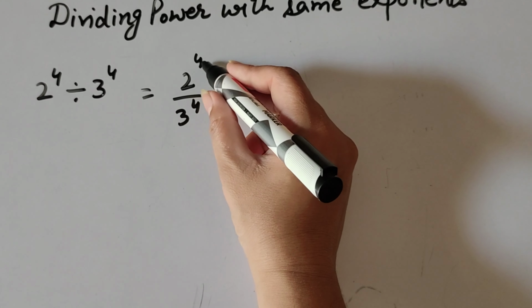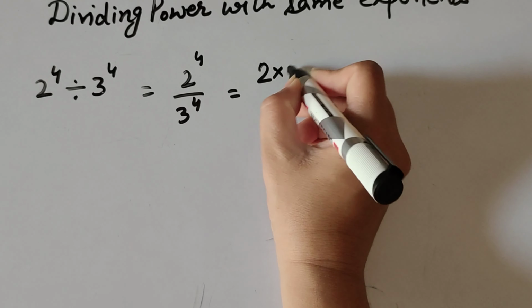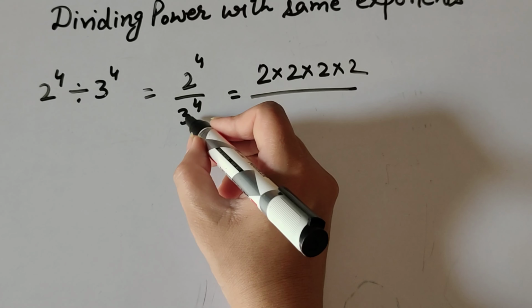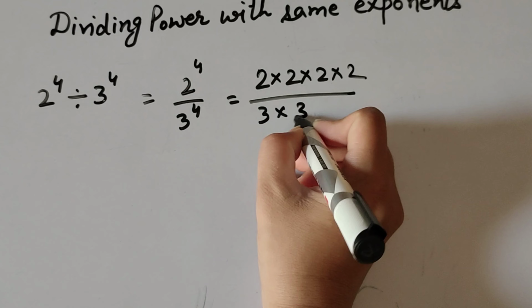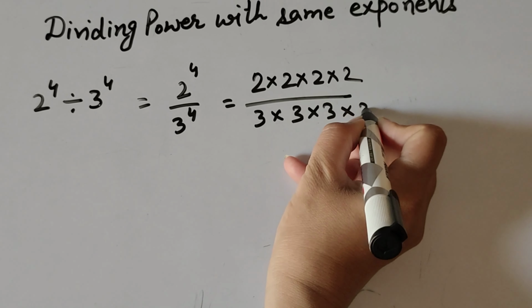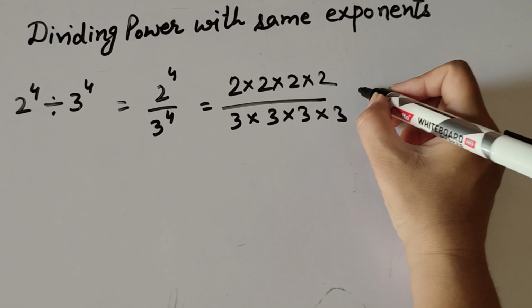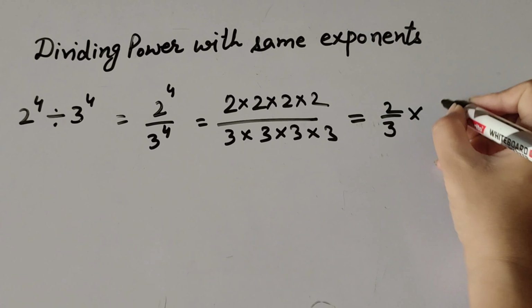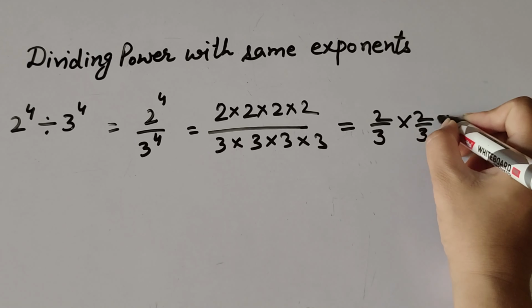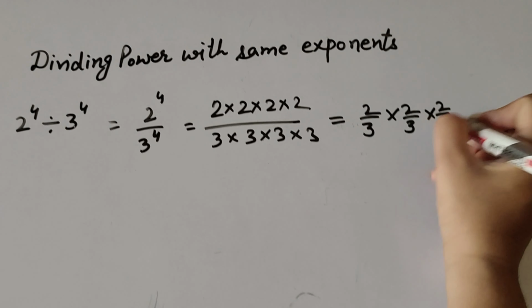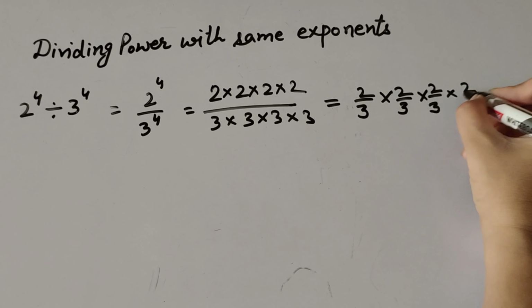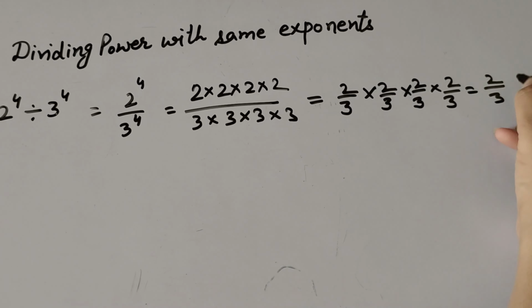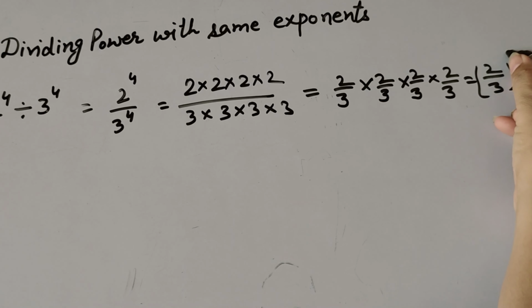We write them as 2 raised to power 4, 4 times repeated multiplication of 2, and 3 raised to power 4, again 4 times repeated multiplication of 3. We also write them as 2 over 3 multiply 2 over 3 multiply 2 over 3 multiply 2 over 3. We write them as 2 over 3 raised to power 4.